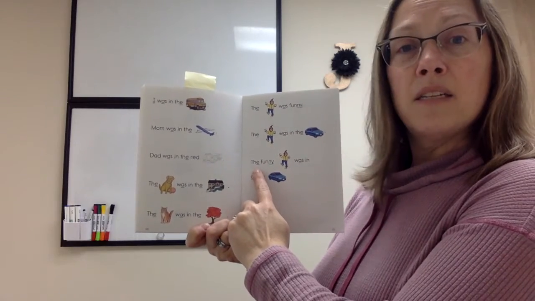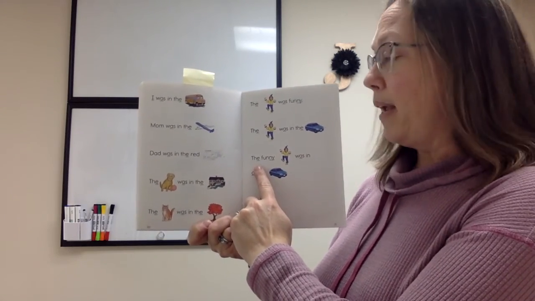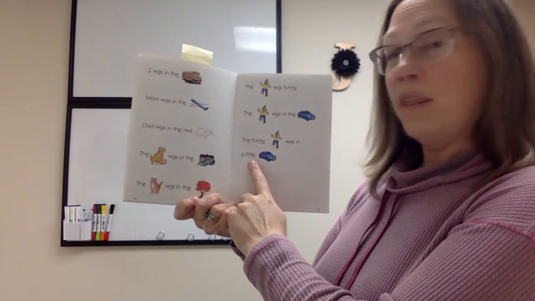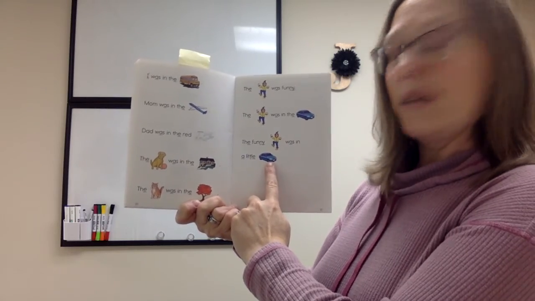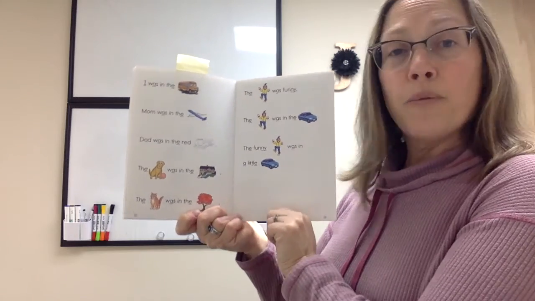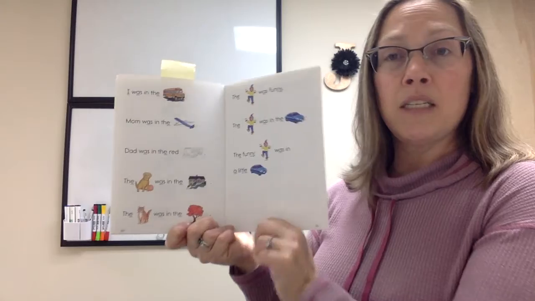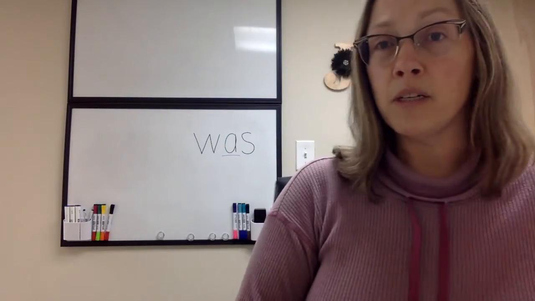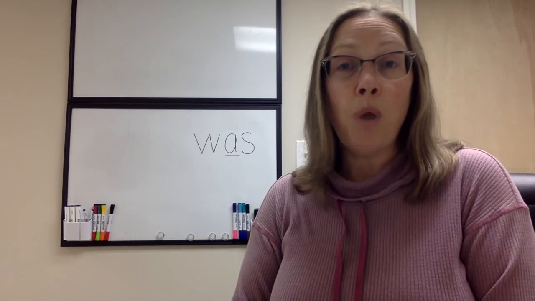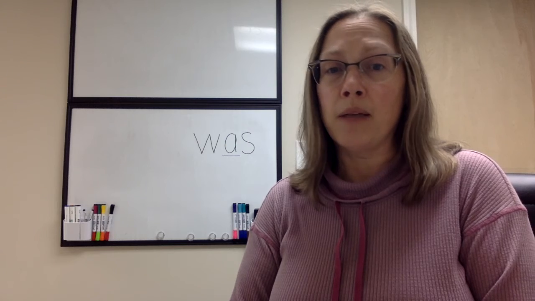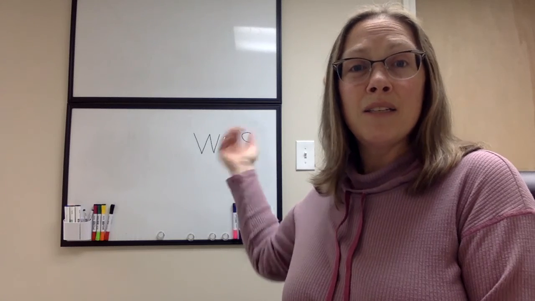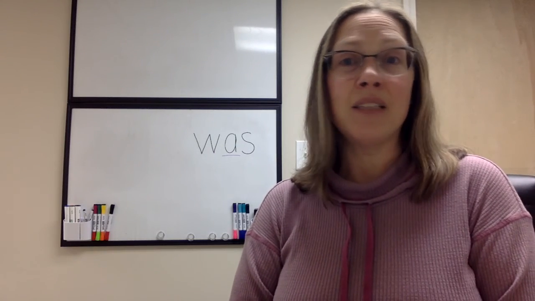And our very last sentence to practice. My turn to read. The funny clown was in a little car. Now you get to read. Great job practicing with your sentences today. If you would like extra practice with that, you may always re-watch the video, or you can just pause and point at the words and re-practice those sentences on your own. Our word today was. W-A-S, says was.